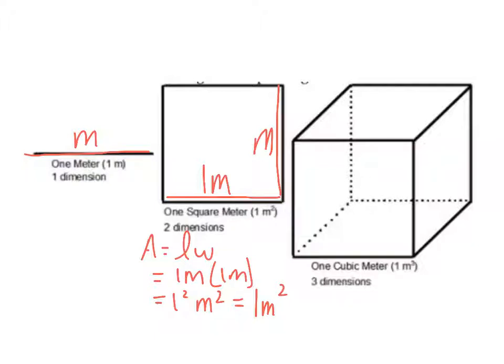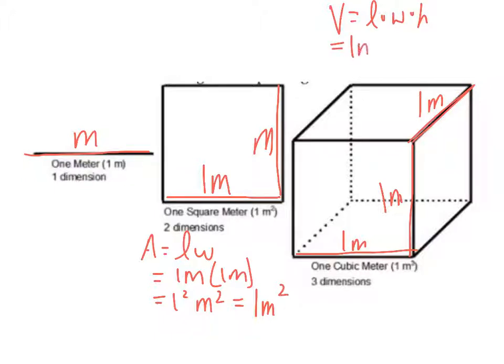Volume is the same way. Volume is a capacity. It holds stuff. So we have a meter by 1 meter by 1 meter, and volume is length times width times height. So that's 1 meter times 1 meter times 1 meter, which is 1 cubed, and meter times meter times meter is meter cubed. We know that 1 cubed is just 1, so 1 meter cubed is our volume. When we're converting those units, it's really important for us to consider that squared or cubic unit.